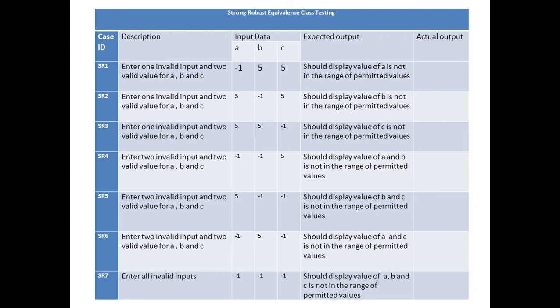That is how you are checking. Instead of giving an invalid value for only one variable, you can give invalid values for more than one variable. If you have four variables, for four variables also, you can give the invalid value. So that is what strong robust equivalence class testing is.